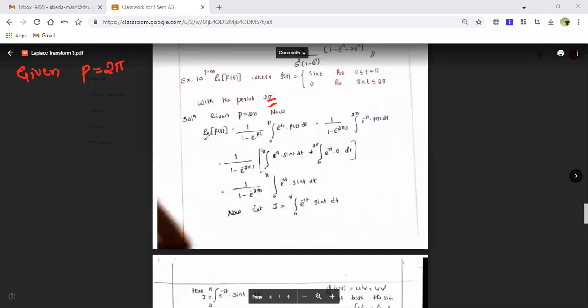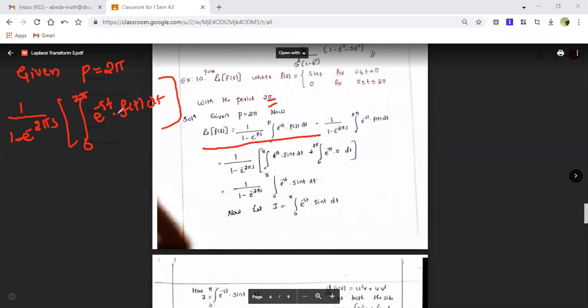We will write the Laplace transform of the periodic function. What is p here? It is 2 pi. So the Laplace transform of f of t is 1 upon 1 minus e to the power minus 2 pi s into, we have to split into two. In fact, I'll write it one more time. It is integral from 0 to 2 pi of e to the power minus st f of t dt.